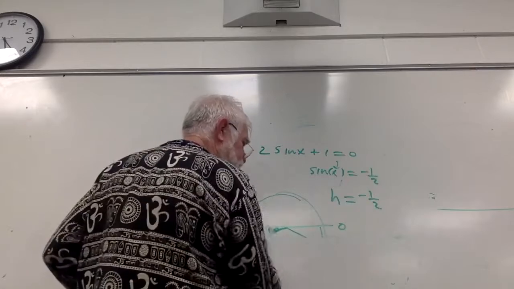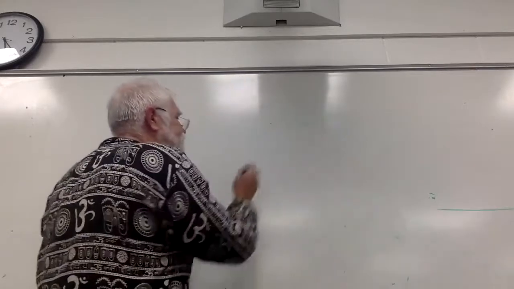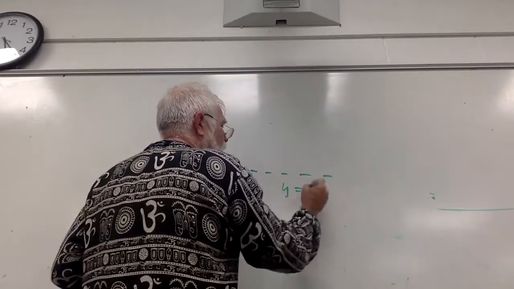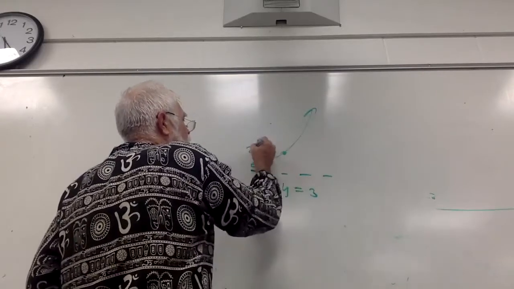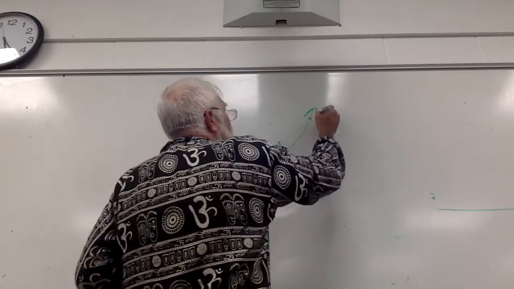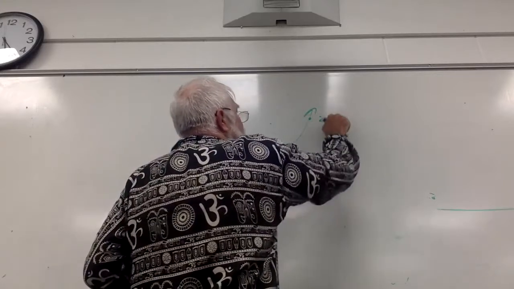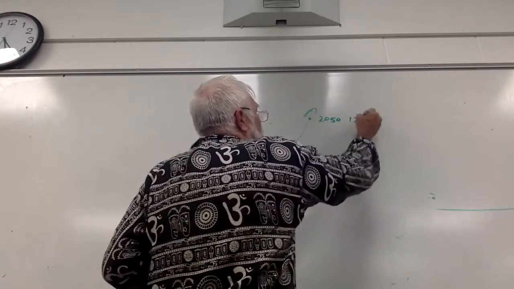Another, name that tune. We're going to name this tune. We're going to go y equals 3 growth. We're going to go the year 2000. Let's say we had 40. And in the year 2050, we got about 120.